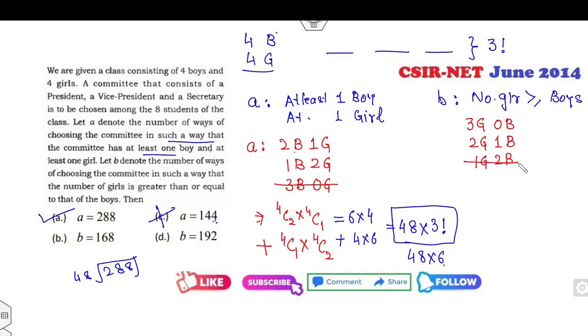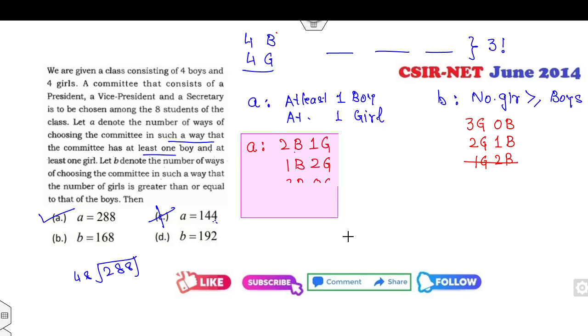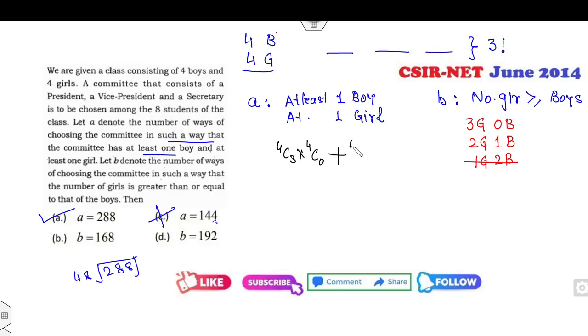1 girl 2 boys is not possible. So what is the right answer of this problem? Let me clear this portion. So the first option is 3 girls: 4C3 times 4C0, plus 4C2 times 4C1. 4C3 is 4, 4C0 is 1, 4C2 is 6, 4C1 is 4. So that means 4 plus 24, that is 28.